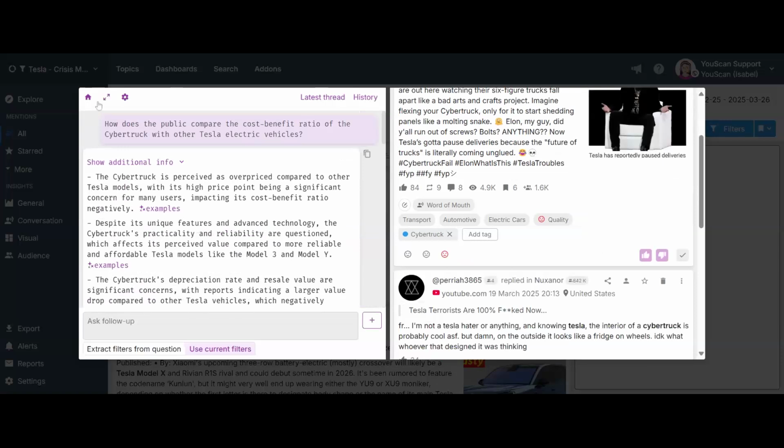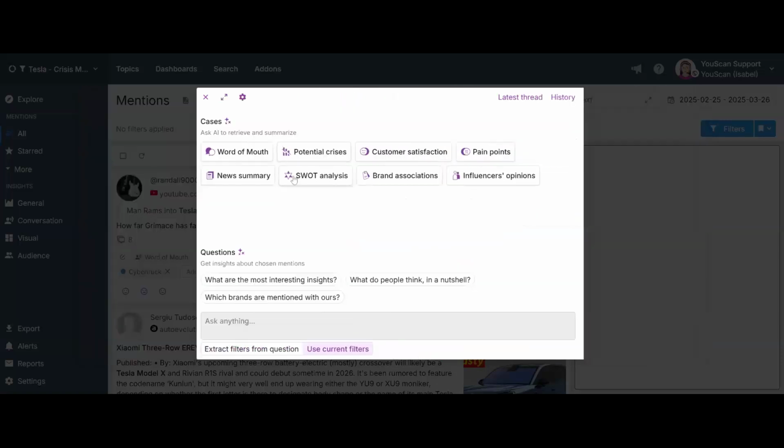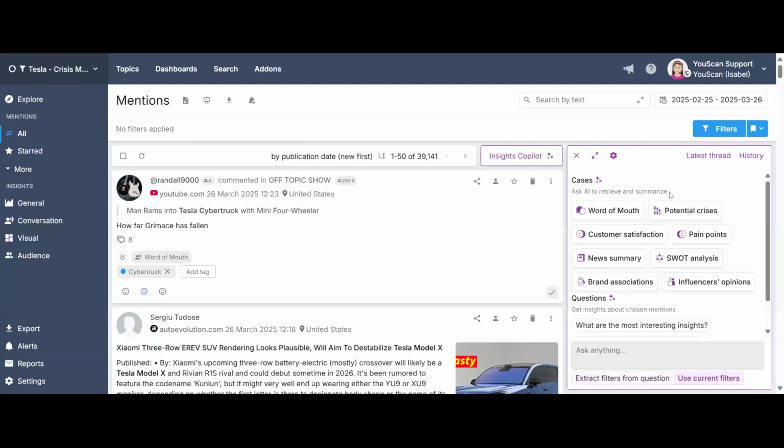So you see, we can use Insights Copilot not only with the prompts that we already have, but we can also make our own questions to the tool. That's the most interesting part of Insights Copilot, and this is what makes it one of the most interesting tools in YouScan for me.